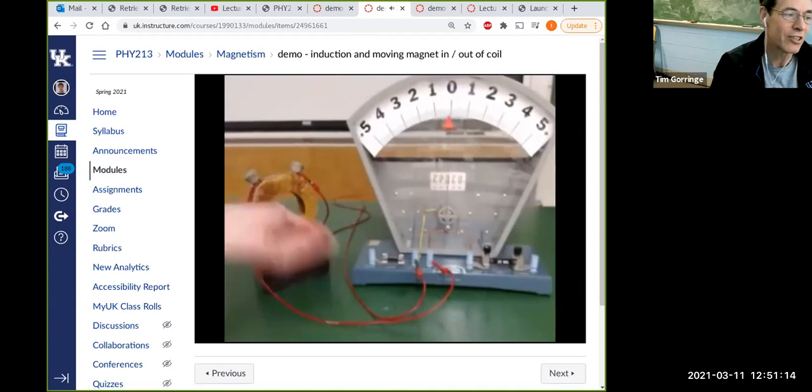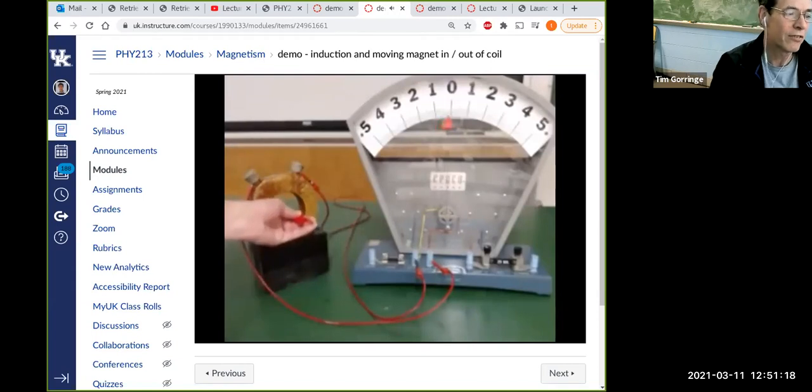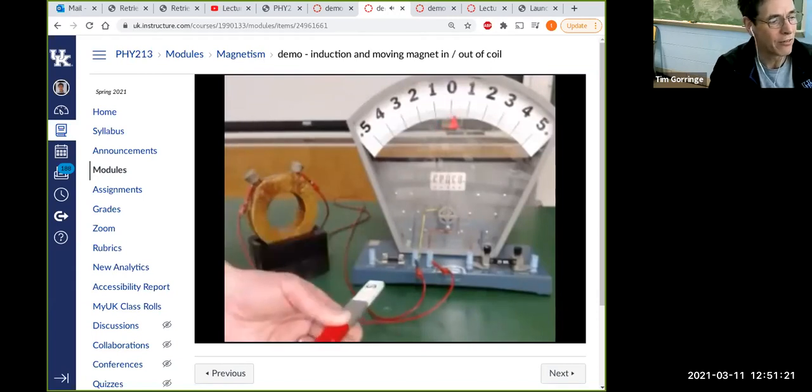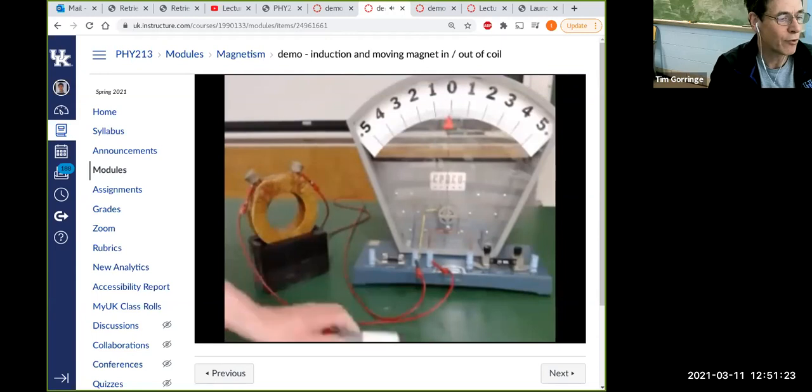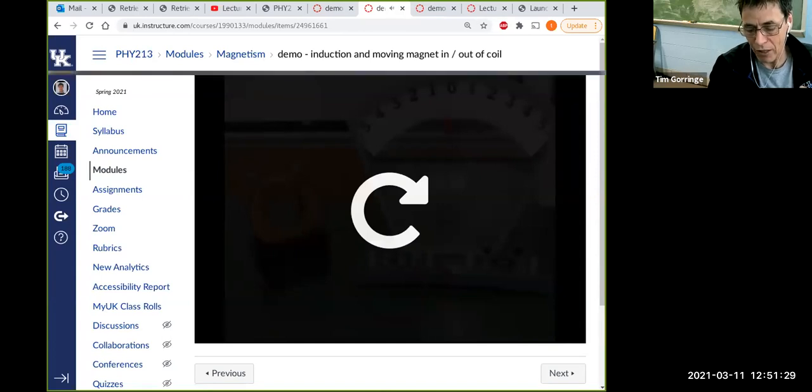And it deflected to the left first. And when it pulled out, it deflected to the right. Push it in, deflects to the left, and pull it out, it deflects to the right. So the south poles and north poles both cause opposite deflections when you push in versus pull out, but they themselves have opposite deflections.